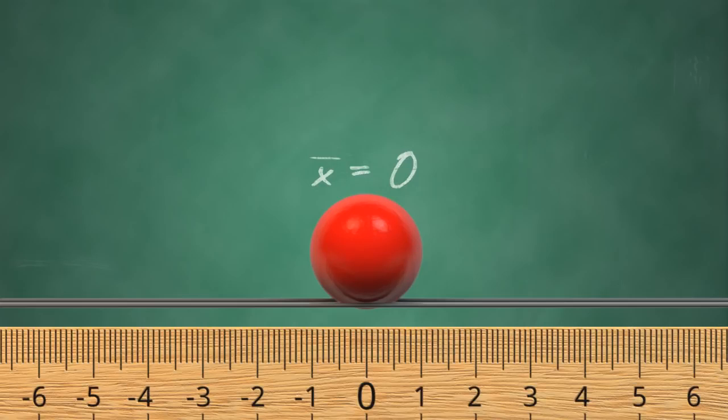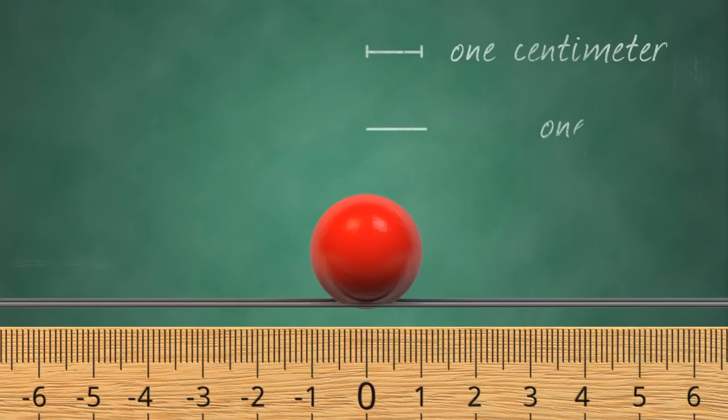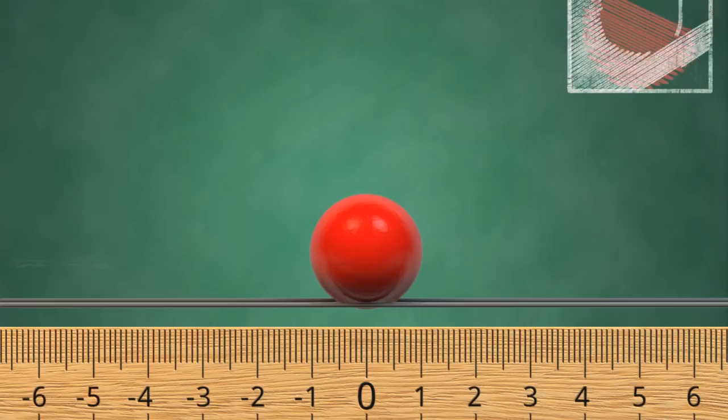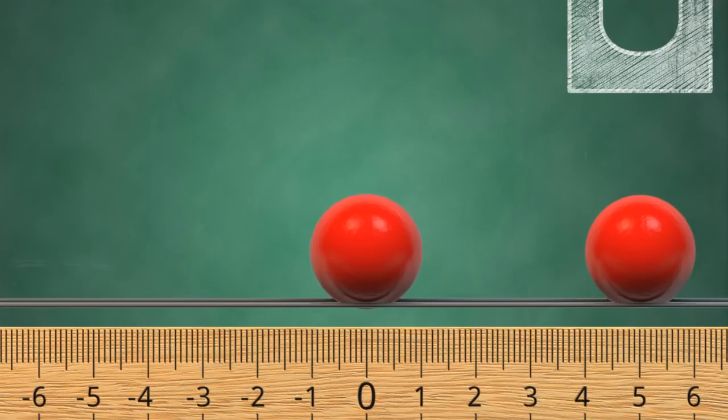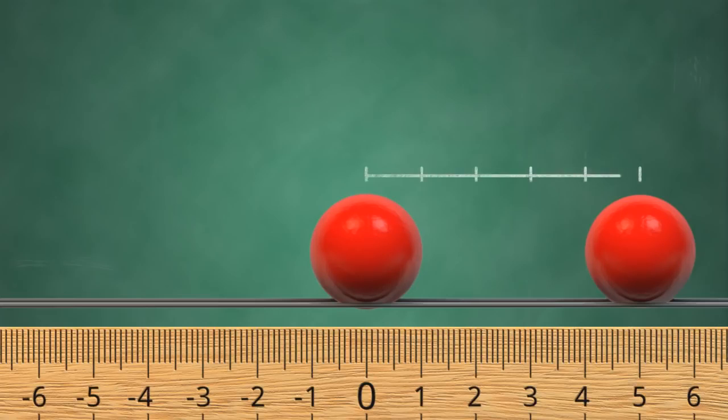We can use this ruler to keep track of position. Although the ruler uses centimeters for its units, the rules you're about to learn apply no matter what units we choose to use. If we drop another ball somewhere else, we can compare the locations of the two balls. This new ball has a constant position equal to positive 5 centimeters, because it is 5 units to the right of the origin, at 0.